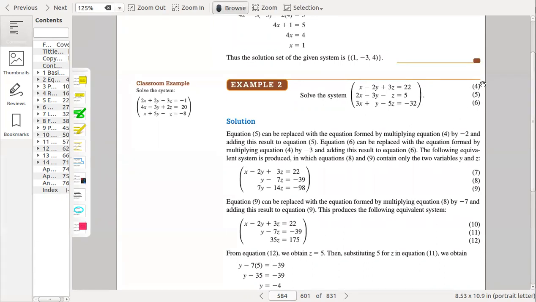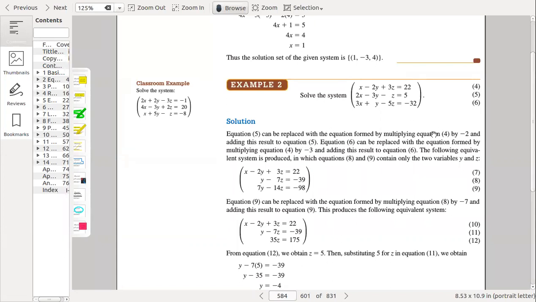If we multiply equation 4 with minus 2, what will happen? This fourth equation will change to minus 2x plus 4y minus 6z is equal to minus 44. And then we add this to equation 5, so we will have different values: y minus 7z is equal to minus 3.